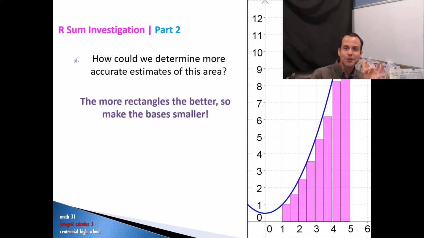Okay, so how could we determine more accurate estimates? The more rectangles we get, the smaller the bases become and the more accurate we'll be.